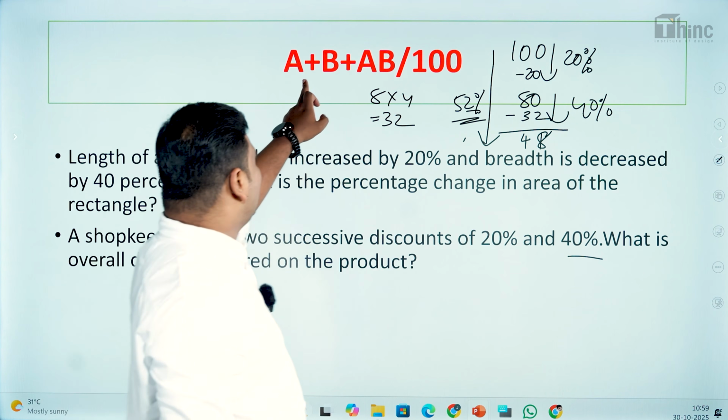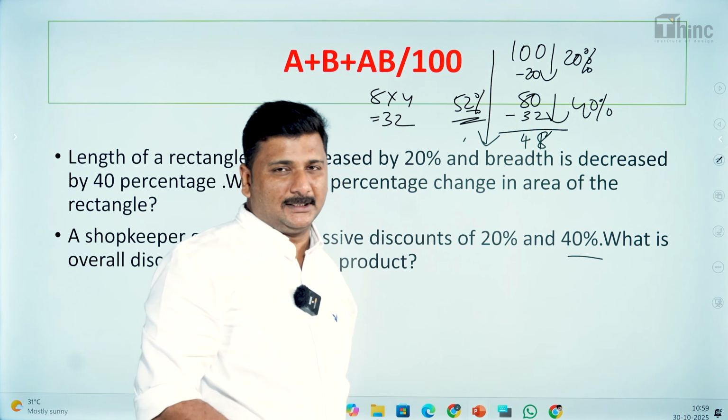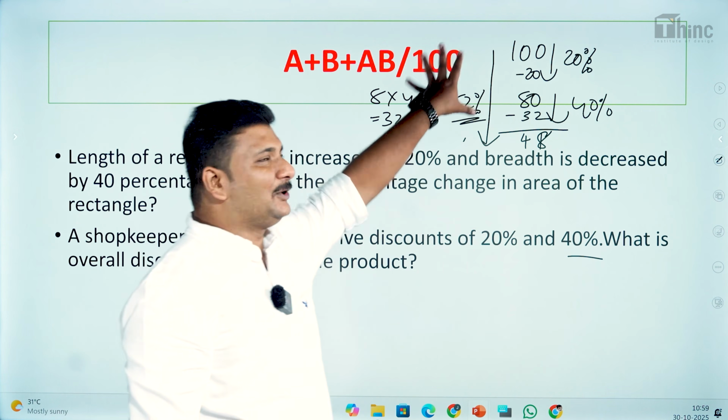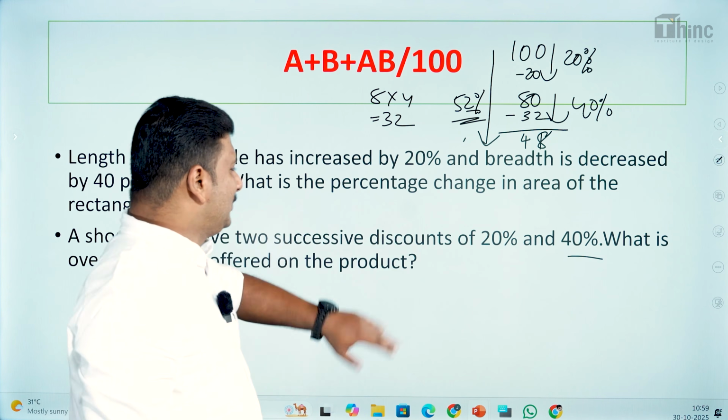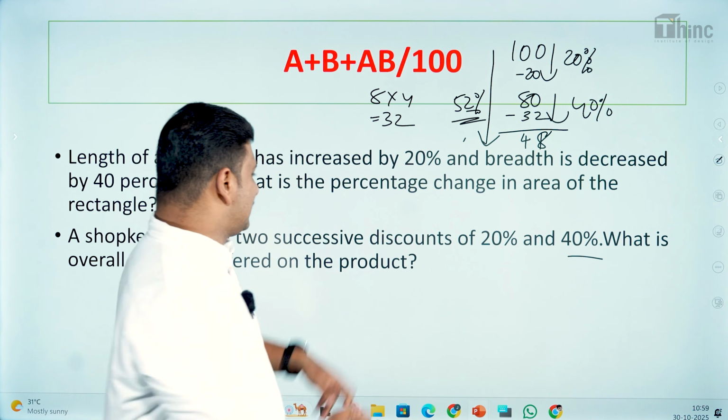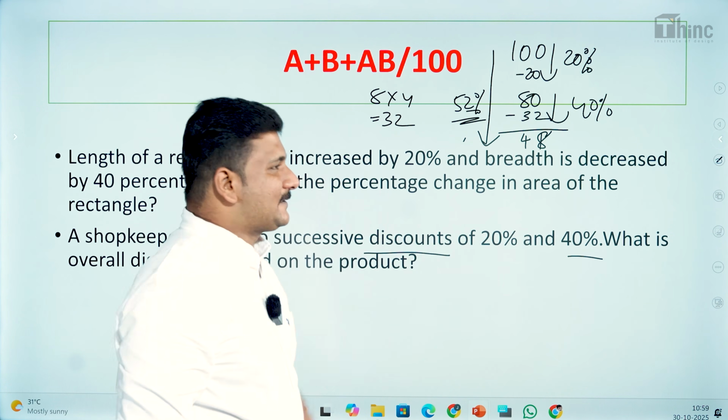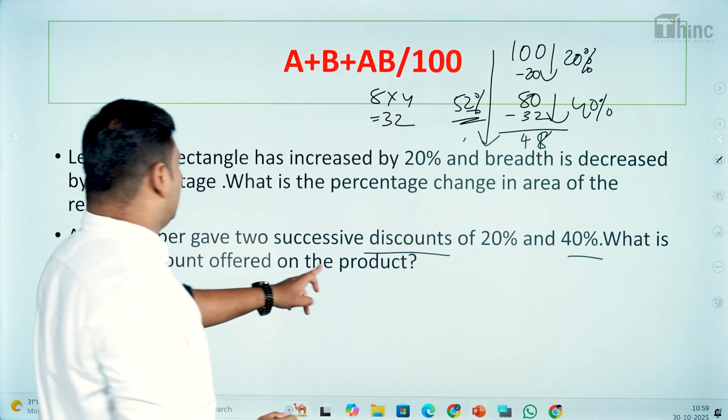So instead of that, there is a formula which helps you find the answer really quickly. And that formula is A plus B plus AB by 100. So if you know this formula, there is no need of doing all this trial and error. All you need to do is plug in A as minus 20 because there is a discount, and B as minus 40. There are two successive discounts of 20 and 40.